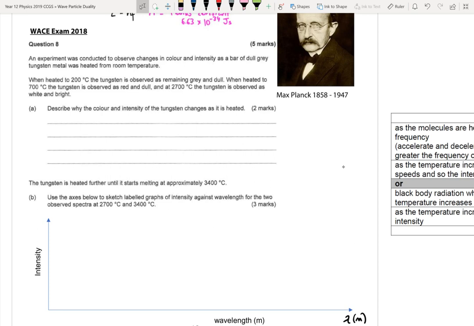Now, again, particles are jiggling faster, and so they're putting out smaller wavelengths of light, which go from red through to visible light. That doesn't really talk about the intensity. So then you have to say a faster jiggle means that they're irradiating power at a greater rate. Hence the intensity goes up.